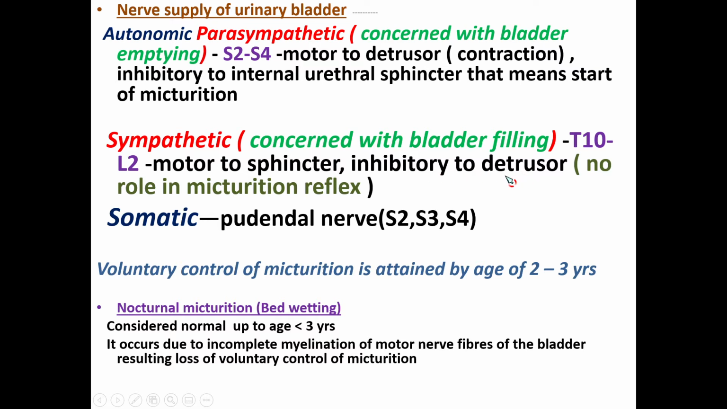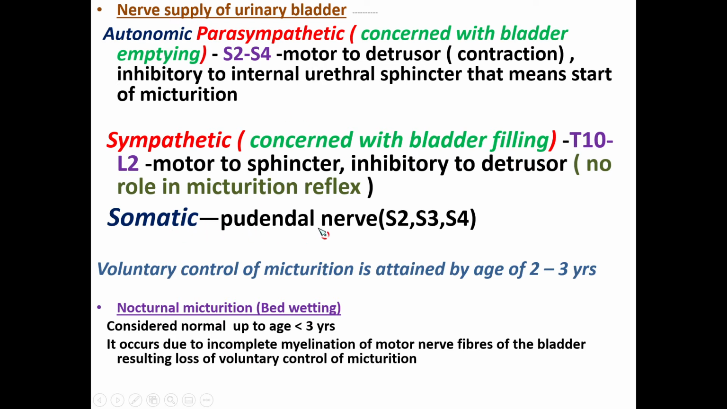So one thing very important to understand: whenever you want to empty the bladder, you have to contract the detrusor muscle, and you have to inhibit your sphincter. You have to relax the sphincters to empty your bladder. And whenever you want to store the urine, at that time you have to relax the detrusor muscle, and you have to contract your sphincters. That means sphincters should be closed, and your muscle should be relaxed. The detrusor muscle should be relaxed during bladder filling, under the control of the sympathetic nervous system.